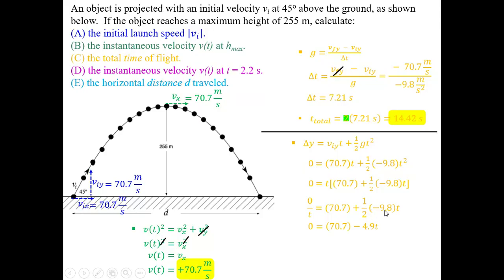So 1/2 times negative 9.8 is negative 4.9. Adding a negative is like subtracting a positive here. So as you can see, the only term missing here is just t. So I'm just going to go ahead and move the negative 4.9 to the left side. It's negative, so when you move it, it changes sign, becomes positive. So therefore now, to find t, we can just divide both sides by 4.9. So if you do that correctly, 70.7 divided by 4.9 gives you 14.43 seconds.